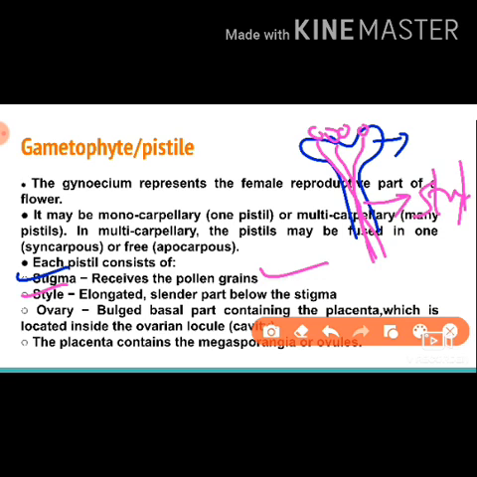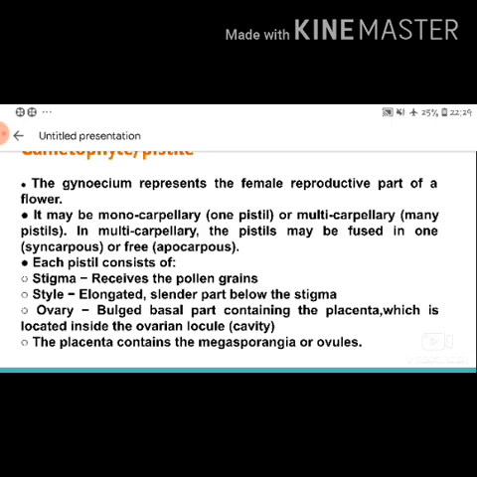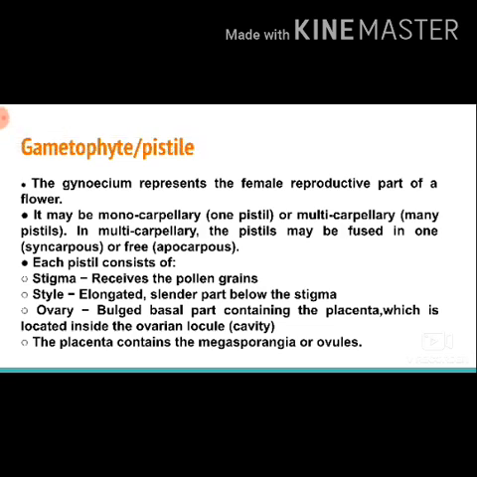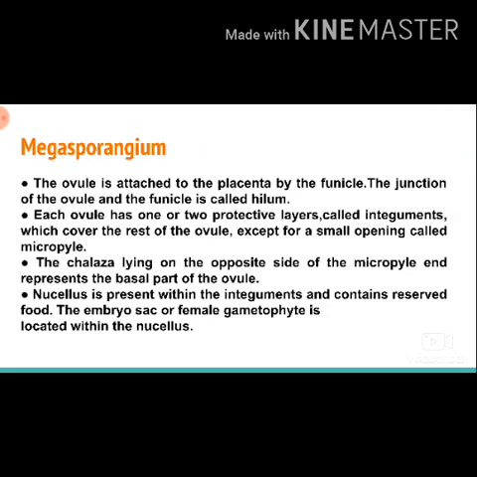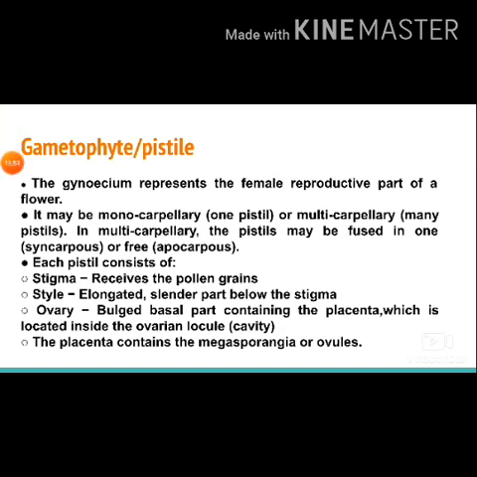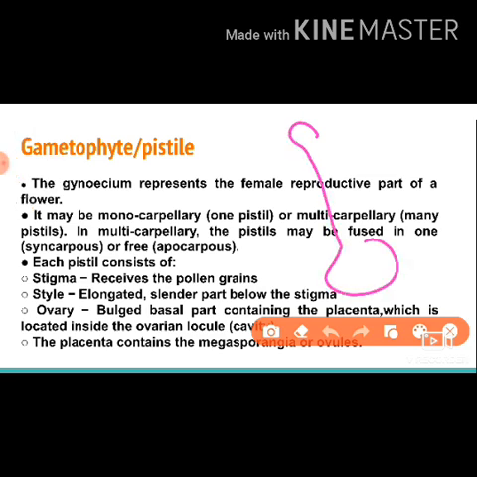Next to that is the ovary, which is the bulged part, the end part. Here you can find the stigma. This elongated structure is a style, and this bulged part of the gynoecium we call the ovary. This is the ovary. And inside the ovary there is a presence of ovule.